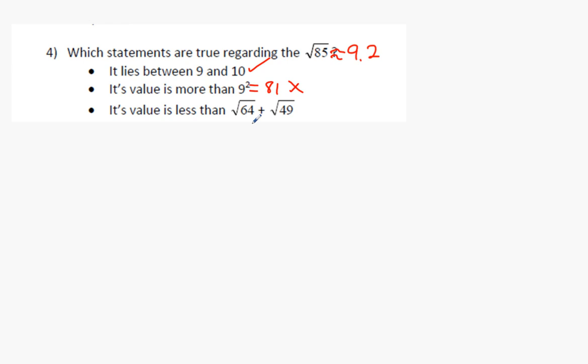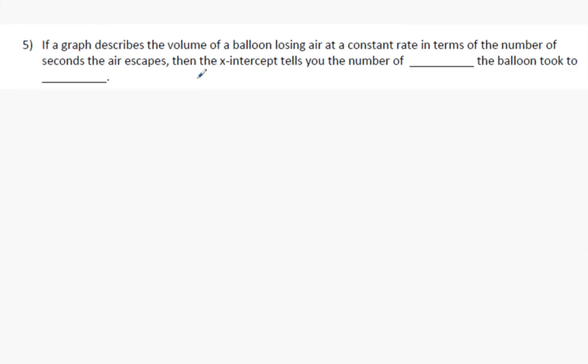Well, the square root of 64 is 8 plus the square root of 49 is 7. So is it less than 15? So is the square root of 85 less than these two added together? The answer is yes. Okay, so our first and third. I guess you can circle them or something.